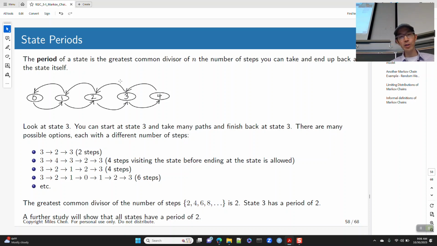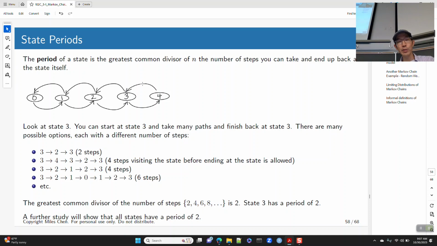Okay, but let's say we start at state 3. If you have an irreducible chain, that means you can end up back at itself, right? So if you start off at state 3 and it's irreducible, you can go to state, say, 2 or 1 or some other location, and then all the states communicate with each other. So if you go to state 0, you can end up back at state 3. Okay, so how many steps does it take to end up back at state 3? Well, I can go from 3 to 2 and from 2 to 3. So it took me 2 steps, okay?